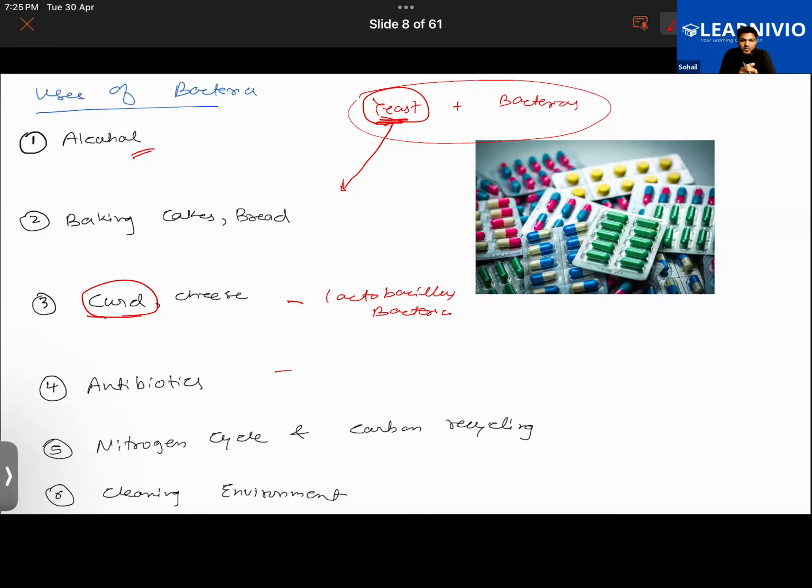Antibiotics. What are antibiotics? Basically, antibiotics are weaker versions of the bacteria or some other microorganisms which have caused the disease. Then in the case of the nitrogen cycle, we had the example of rhizobium bacteria. Then, as we studied in carbon recycling, bacteria help in decomposition and thereby recycle the nitrogenous compounds found in organic substances. Then they also help in keeping the environment clean.